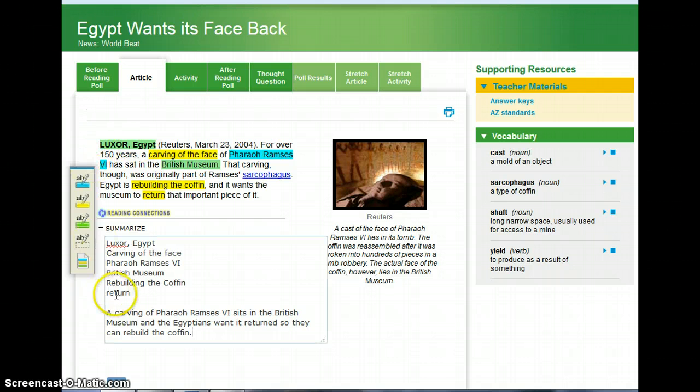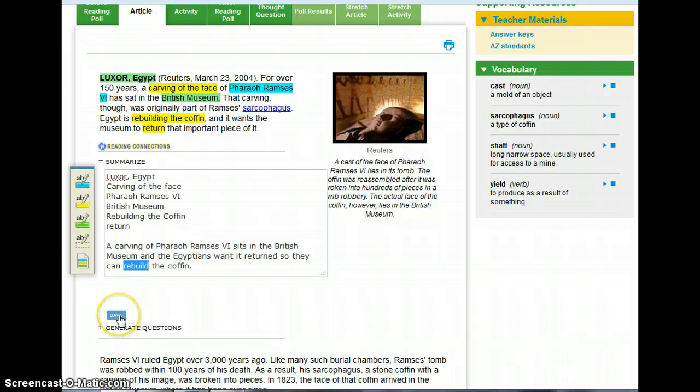As you can see, I've used many of the same words from my list. So I have the word carving, I have Pharaoh Ramses VI, I also include the British Museum, how they want it returned, and how they also want to rebuild the coffin. Do not forget to go ahead and click Save so that we can move on to the next paragraph.